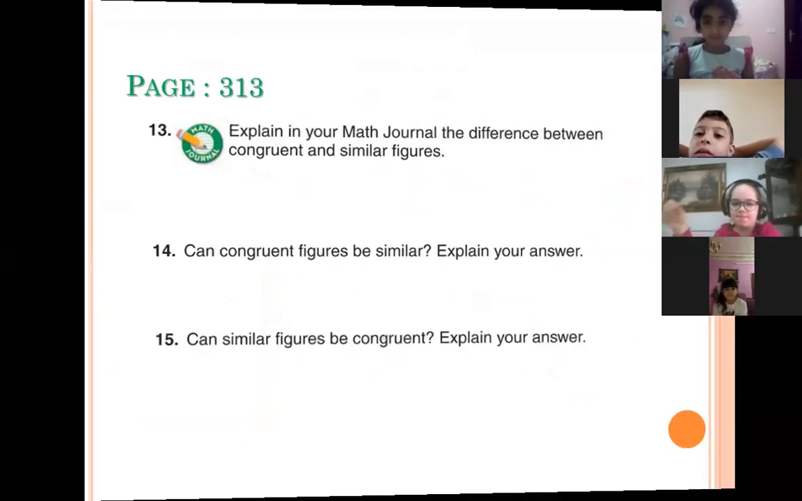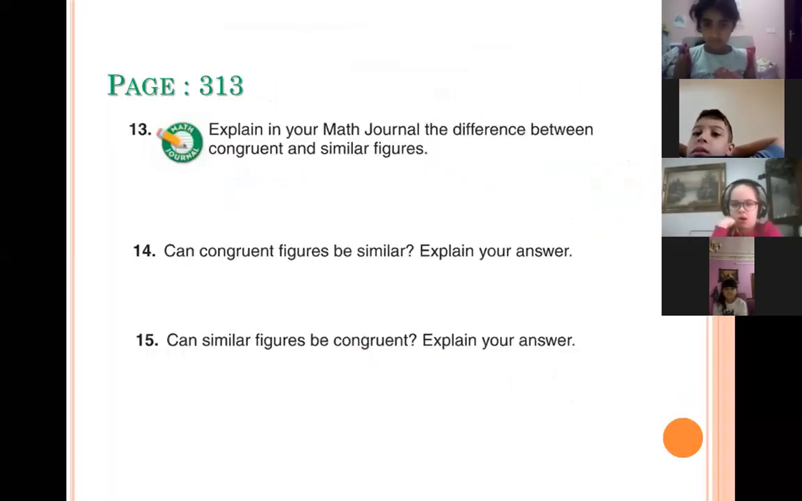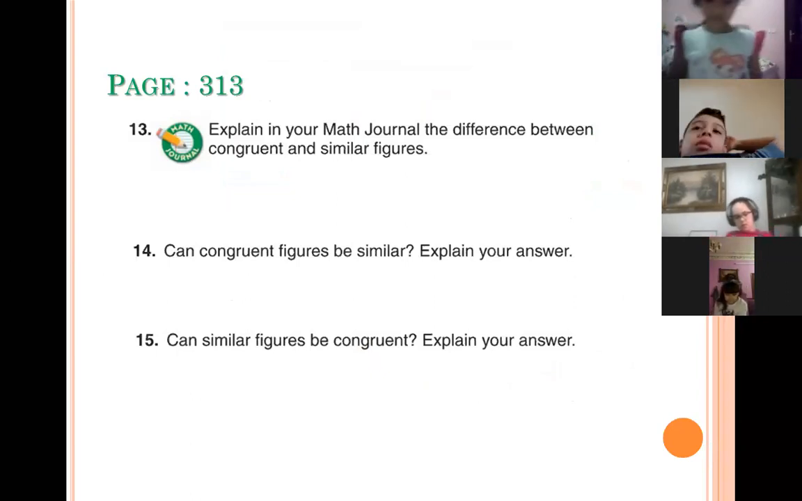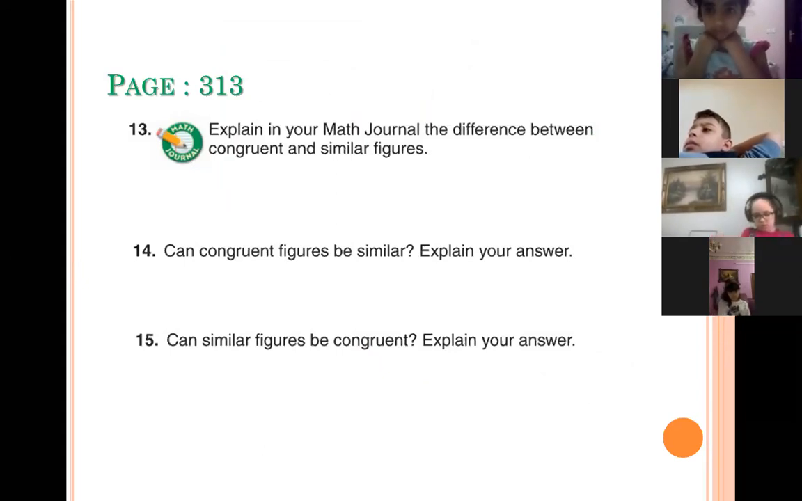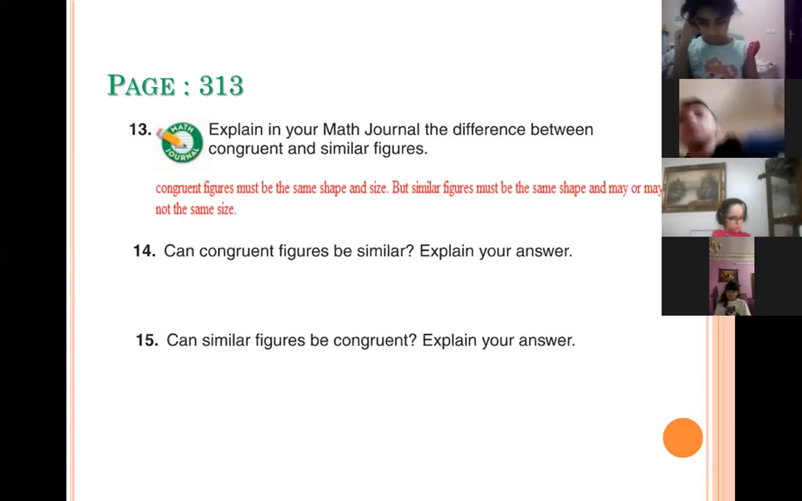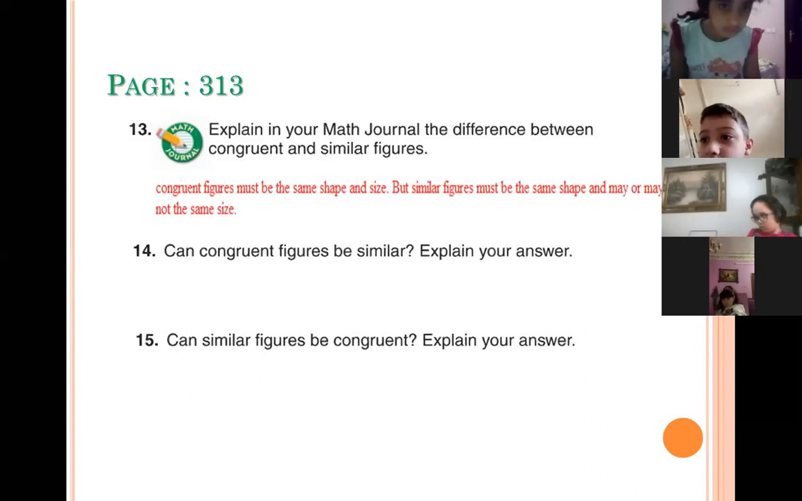Look here, page 313, okay? Explain in your math journal the difference between congruent and similar. Who can guess what is the difference between congruent figures and similar figures? We said congruent figures must be the same shape and same size, right? But similar figures must be the same shape and may or may not be the same size. So what is the difference? We have to write: congruent figures must be the same shape and size, but similar figures must be the same shape and may or may not be the same size.